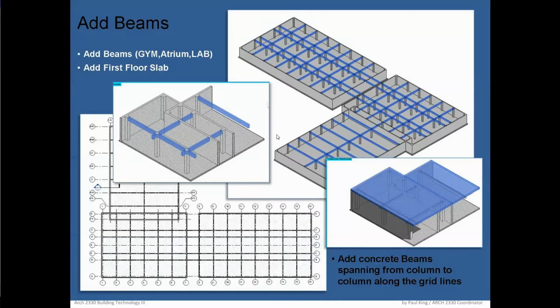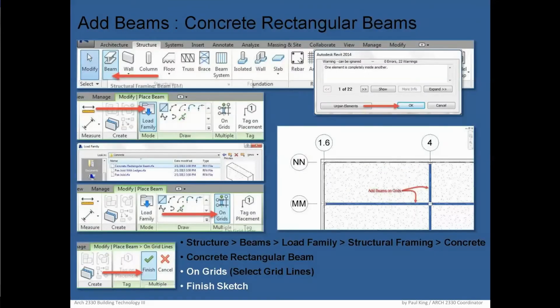Okay, so let's do step by step add beams. We're going to add beams to the gym, to the atrium, and the lab first, and then we're going to add the slab, the floor slab. Okay, so let's go. We're going to add beams by going to structure, and we're going to select load family, and you will understand why now.